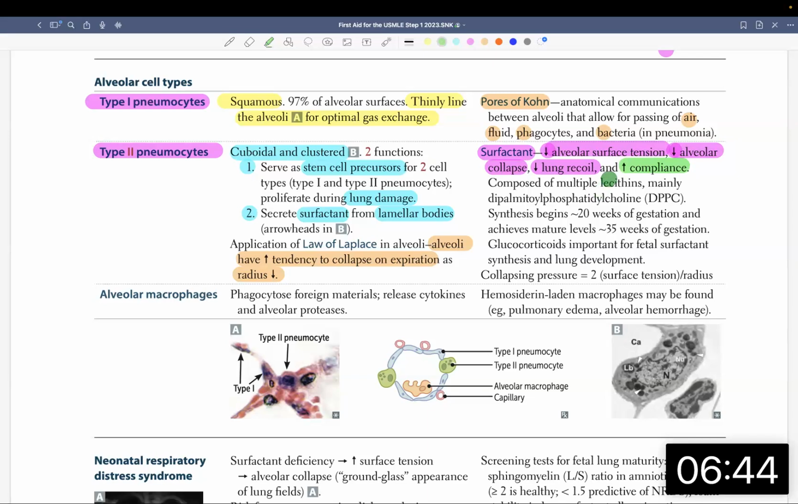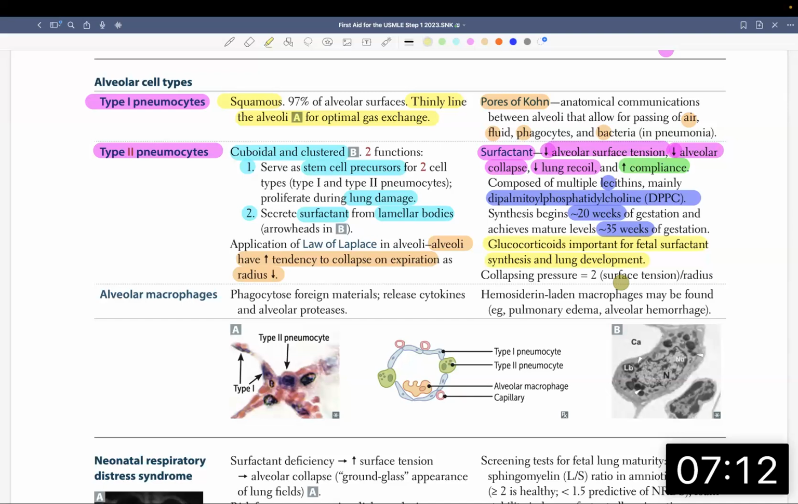Surfactant is composed of multiple lecithins, predominantly DPPC, which is dipalmitoyl phosphatidylcholine. Synthesis begins at 20 weeks of gestation and achieves mature levels at 35 weeks of gestation. Glucocorticoids are important for fetal surfactant synthesis and lung development.